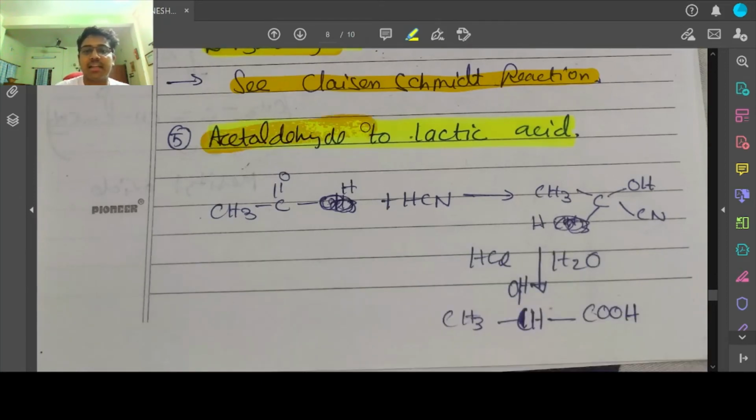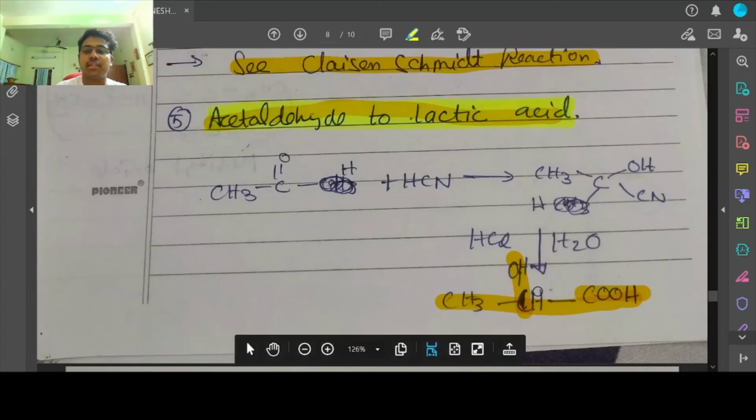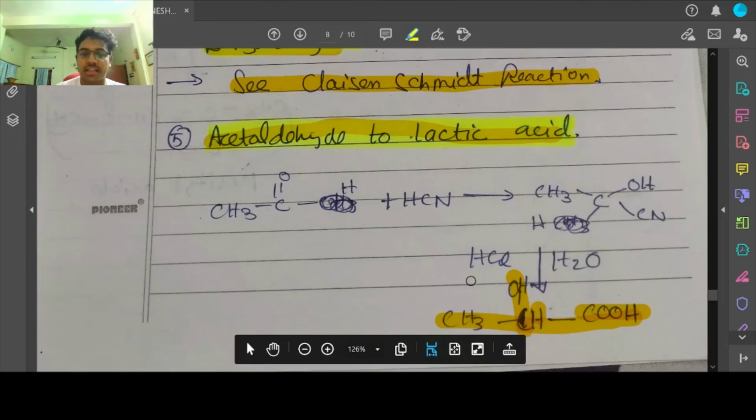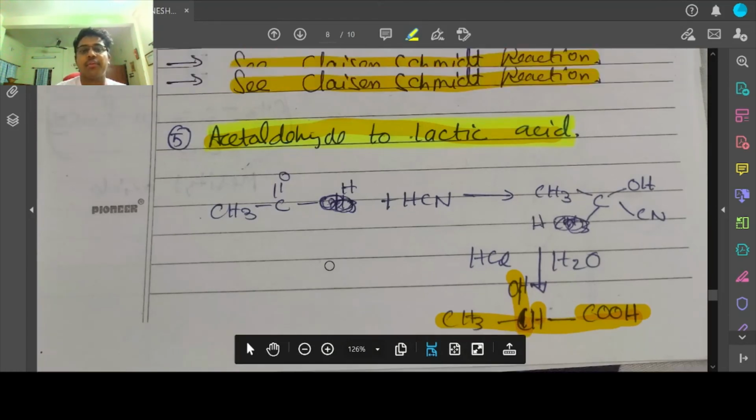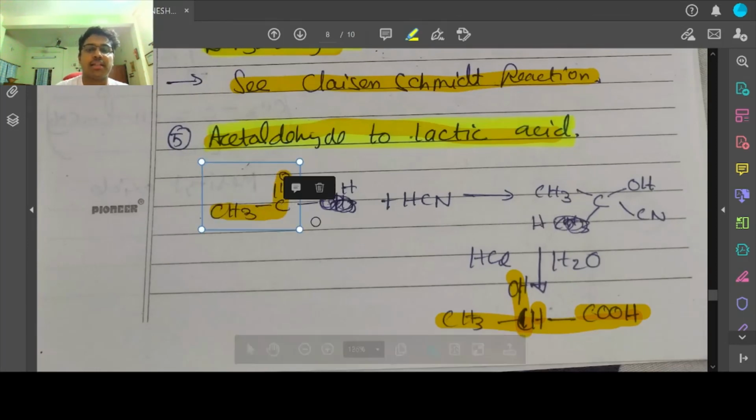Okay, so acetaldehyde to lactic acid. This is known as lactic acid, CH3CHOHCOOH. Okay, this is lactic acid. And this is acetaldehyde.